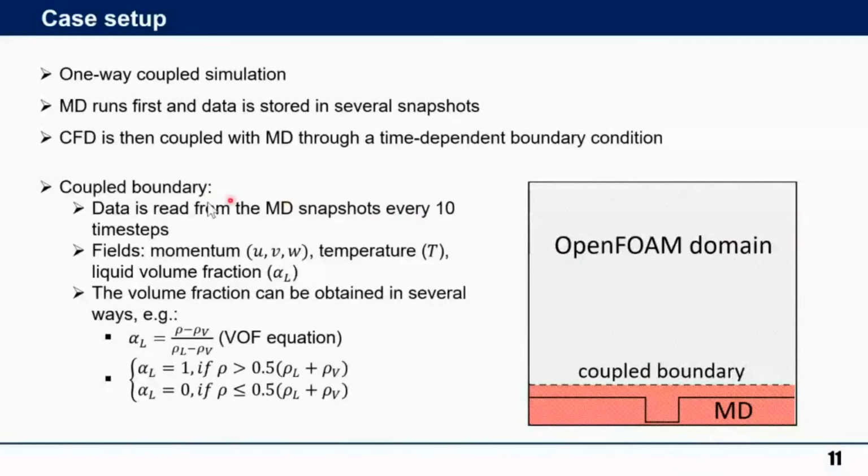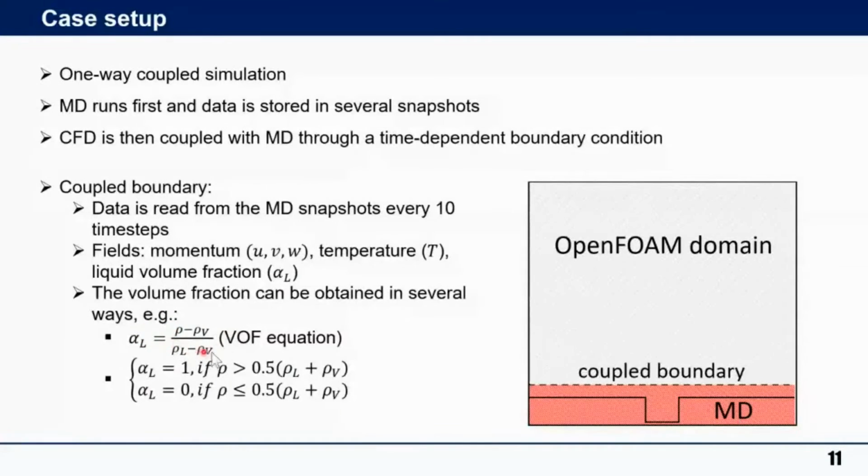So for this specific example, data is read every 10 time steps, which means that we run CFD for 10 time steps, and then we update the values of momentum, so the three components of the velocity field, temperature, and volume fraction of the liquid from the MD simulations. Now, momentum and temperature are readily available from MD, but to run a two-phase simulation with OpenFOAM with a VOF method, for example, we also need the volume fraction of liquid. Now, this is not readily available from MD, but we have the density from MD, so there exist a number of ways to get the alpha, the volume fraction of the liquid, from the density field.